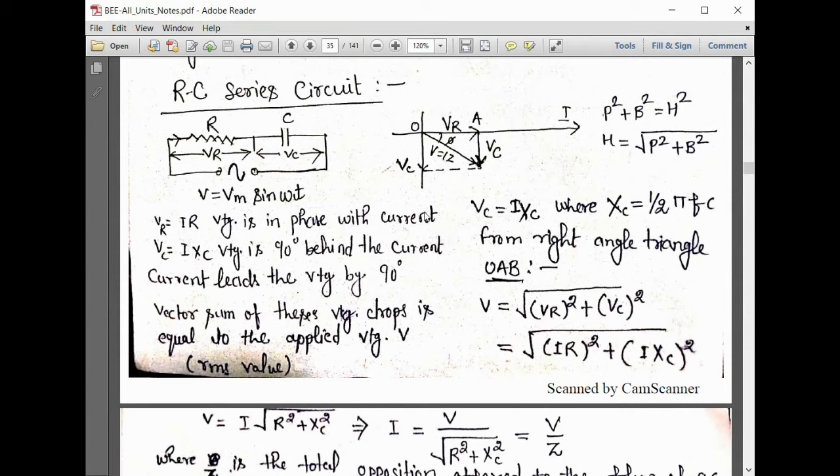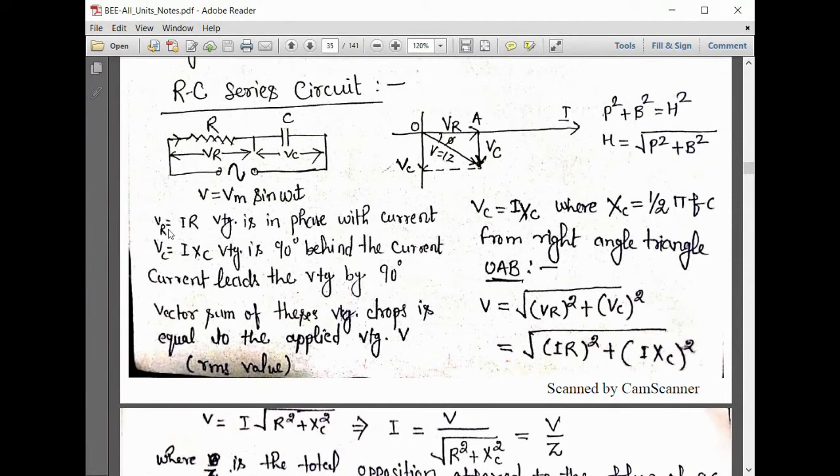So how to draw the phasor diagram right here, you know very well. Across this particular RC series circuit, we have a resistor and capacitor in series, and we are applying some voltage across this RC series circuit right here. The potential difference across the resistor is VR. The potential difference across this capacitor is VC. Okay. So how to calculate these potential differences right here?